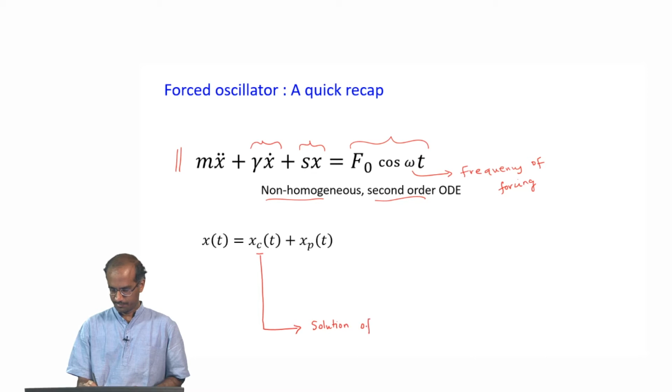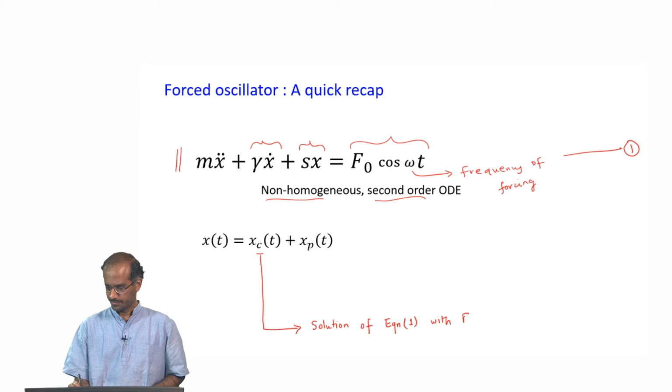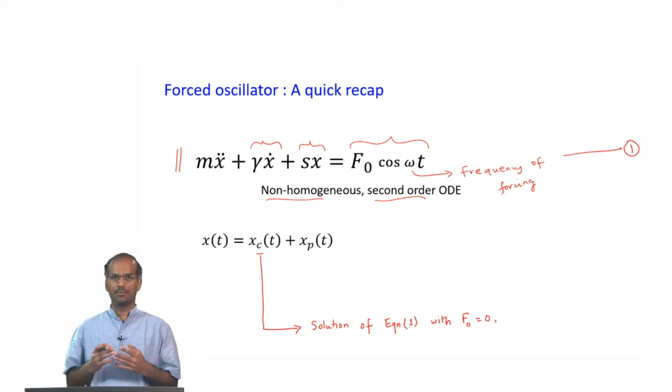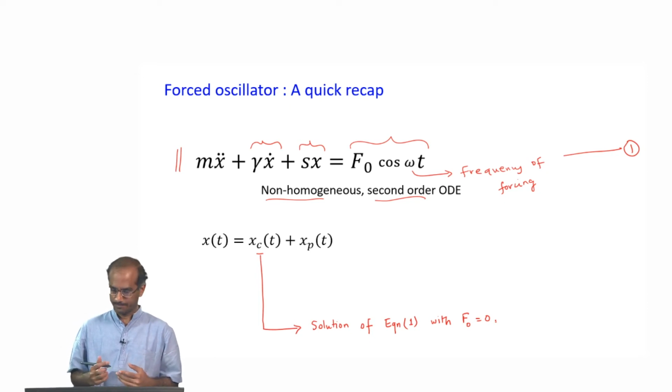solution of, let us call this equation 1, it will be the solution of equation 1 with f 0 being equal to 0. So, it is simply the standard damped oscillator that we had already seen, and we already know those solutions. In particular, the solutions there come with the exponential damping factor.